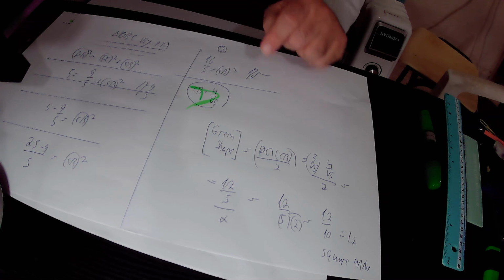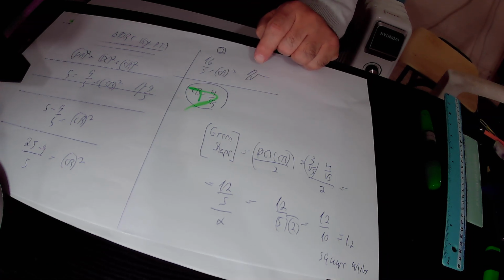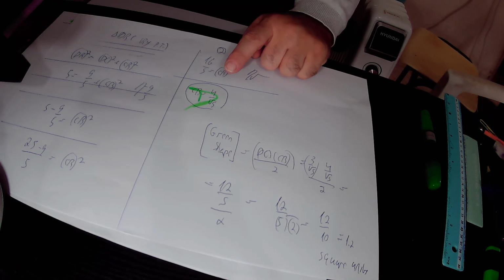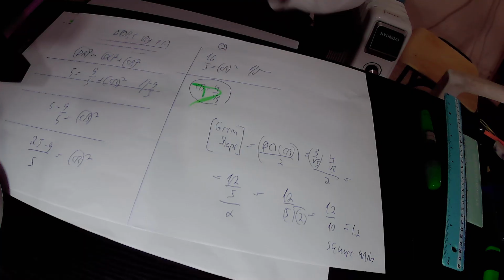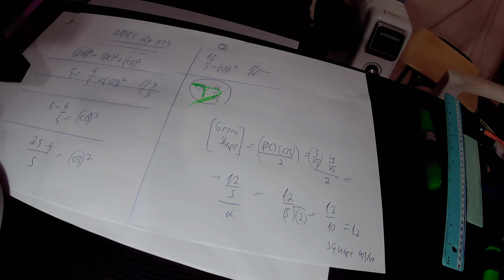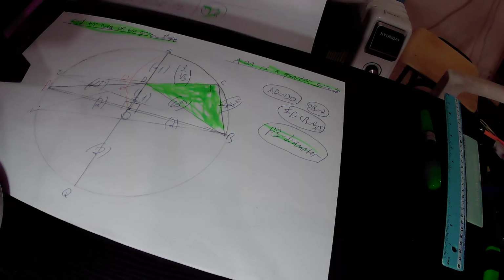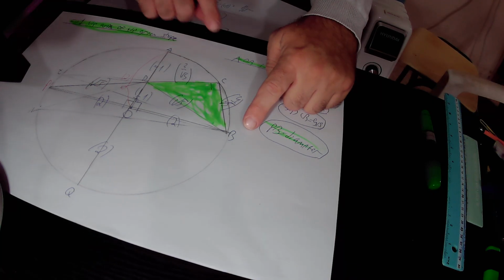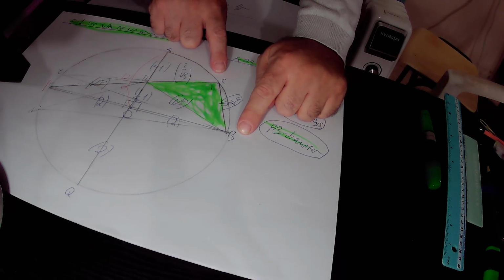So here we took the square root of both sides. We find that CB equals the square root of 16 over 5, that is 4 over square root of 5. Again, CB equals 4 over square root of 5 units in length. This is the missing side CB.